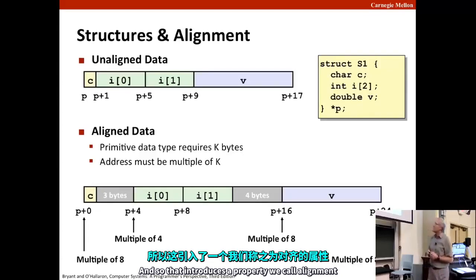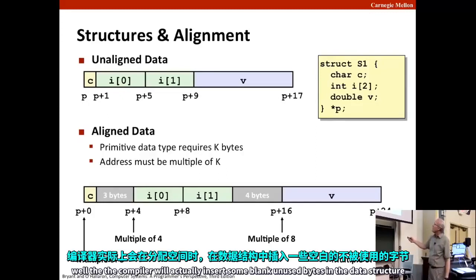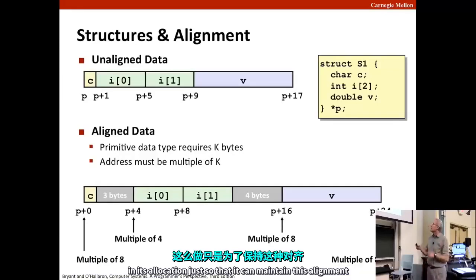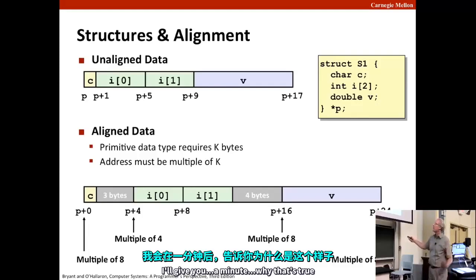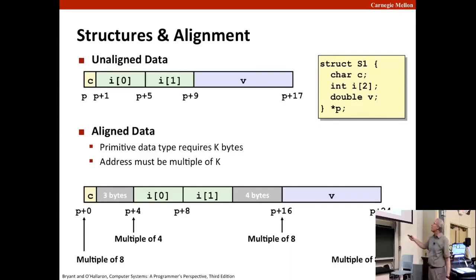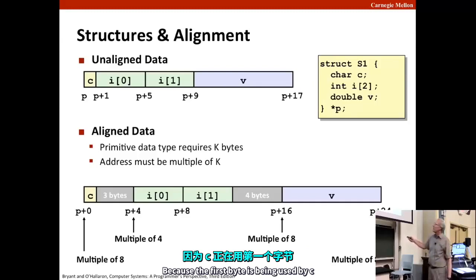And so that introduces a property we call alignment, which will actually, when a structure gets allocated, the compiler will actually insert some blank unused bytes in the data structure in its allocation, just so that it can maintain this alignment. So for example, here, I is an int, and I want its address to be a multiple of 4. Just trust me for a minute. And so it will actually pad 3 unused bytes here, because the first byte is being used by C.